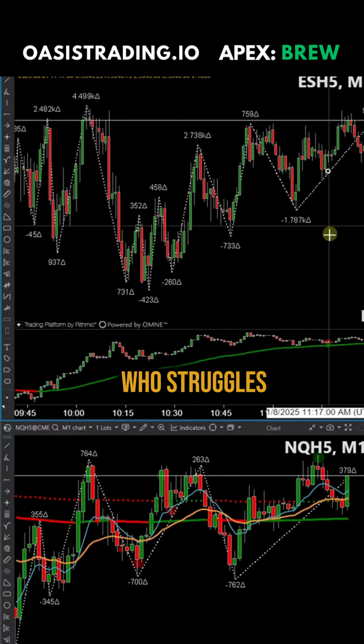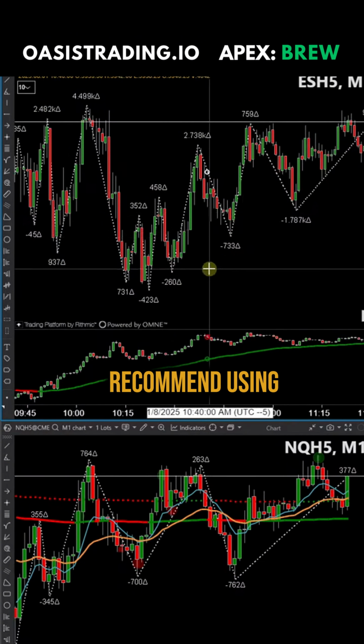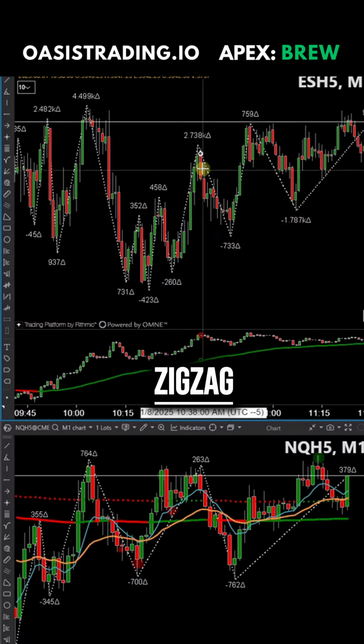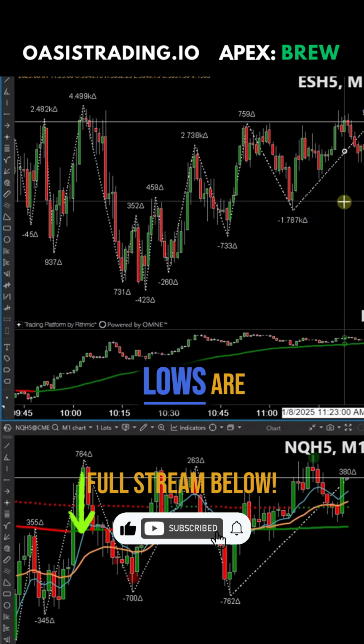So if you're somebody who struggles to visualize the market structure, I highly recommend using an indicator like a zigzag, which will show you where those highs and lows are forming.